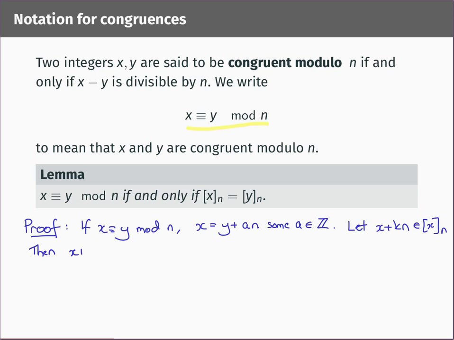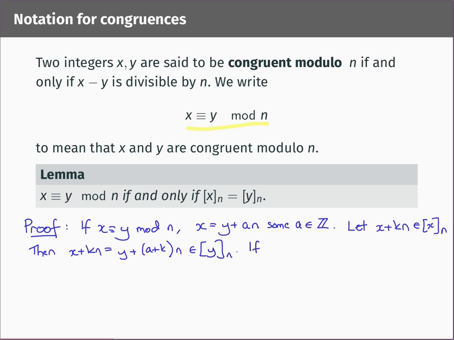So x plus kn is equal to y plus a plus kn. Right, just substituting for x and collecting together the terms which are multiples of n. And now this thing is y plus an integer multiple of n, so that's an element of the class of y. Okay, so we've now proved that every element of the class of x is also an element of the class of y. But very similarly, you can show that every element of the class of y is also an element of the class of x.